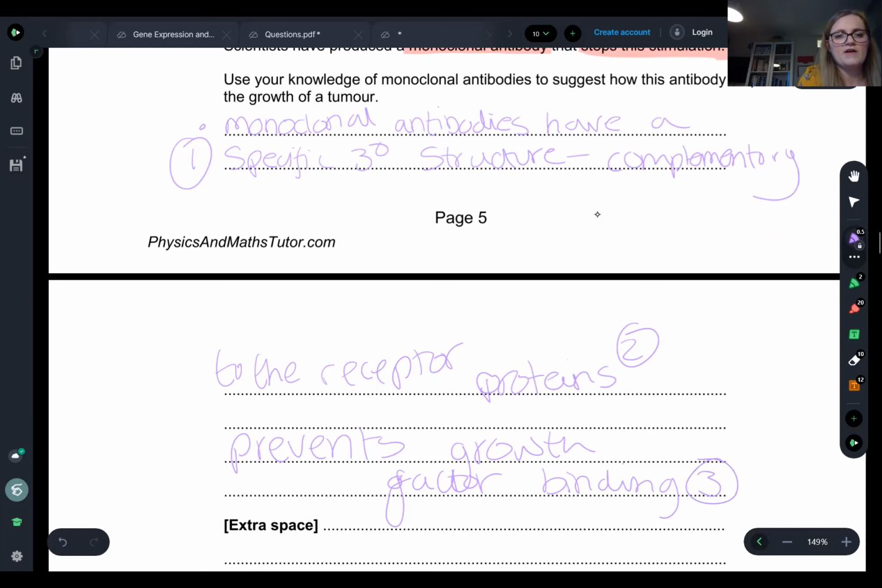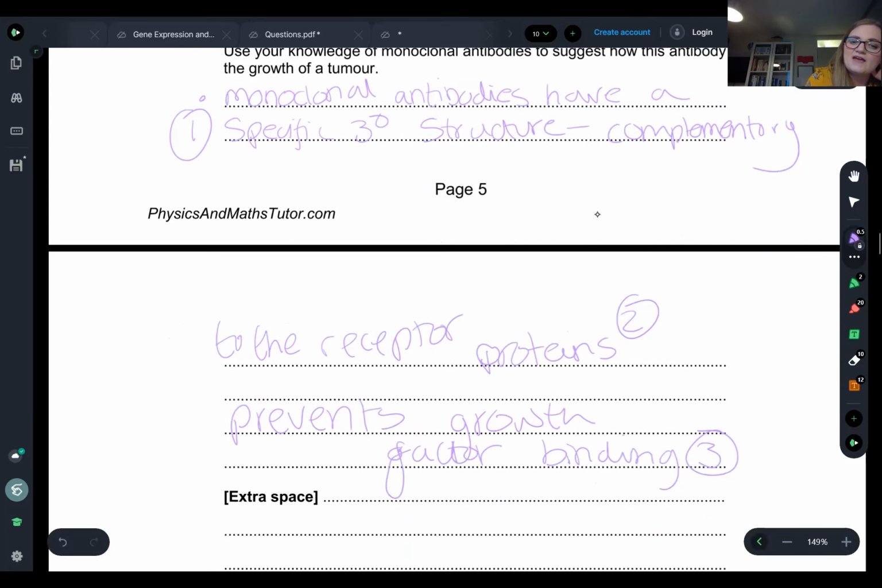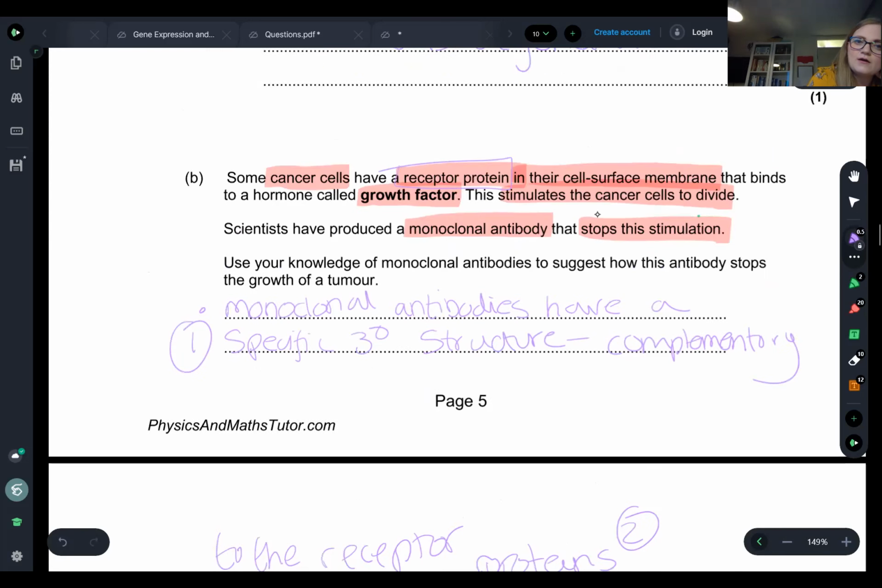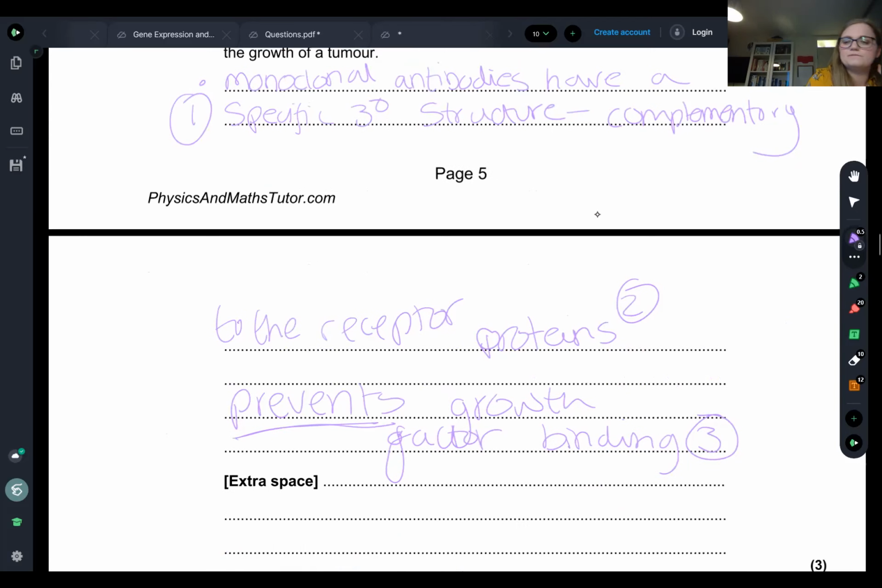So basically, they're your 3 key points. You just need to suggest that monoclonal antibodies have a specific tertiary structure, which is complementary to receptor proteins. If a monoclonal antibody binds to that complementary receptor protein, it will then block and prevent growth factor, which is our hormone that we're talking about here, being able to bind to those receptor proteins.